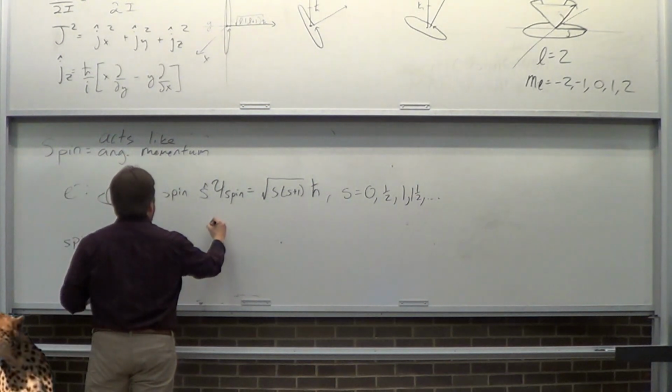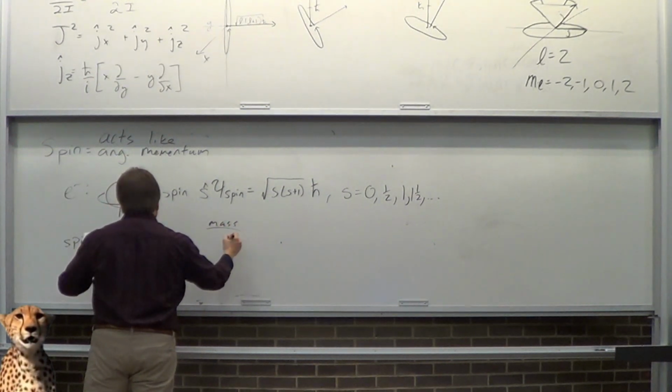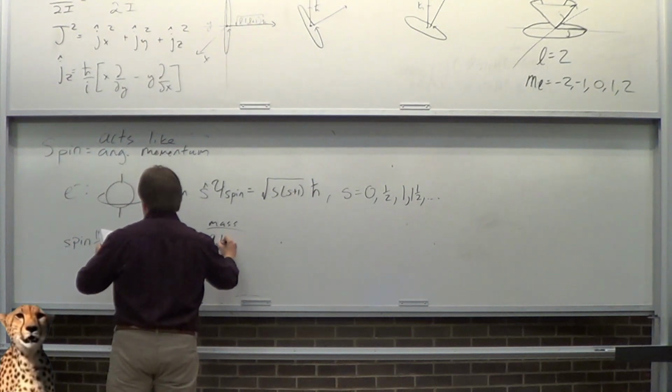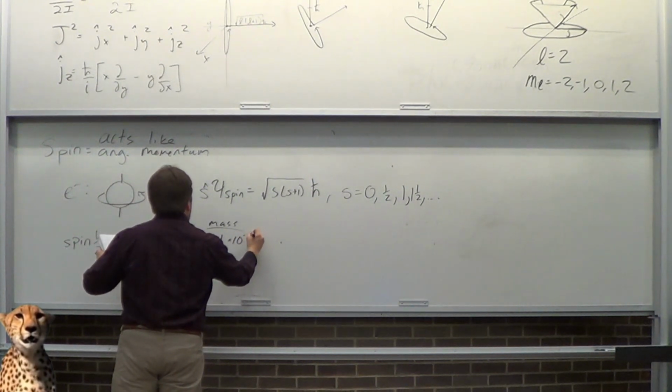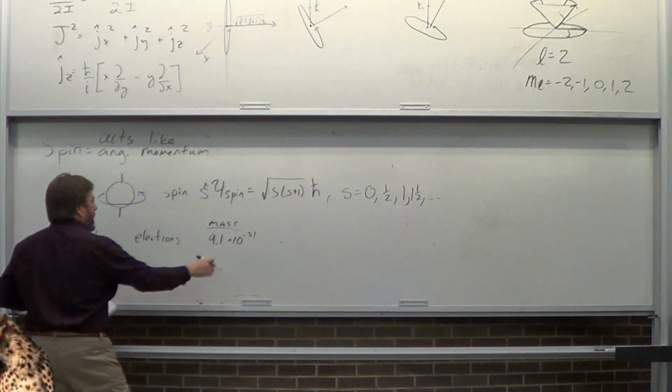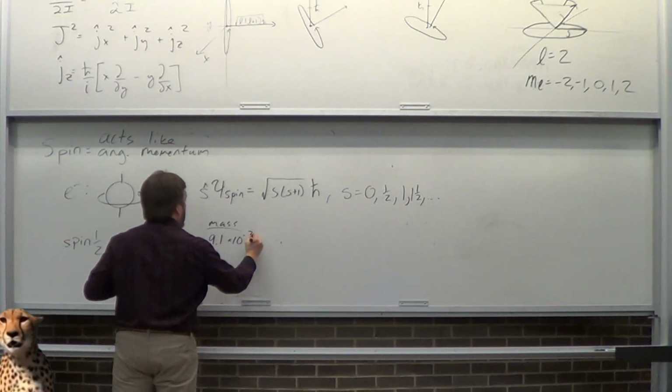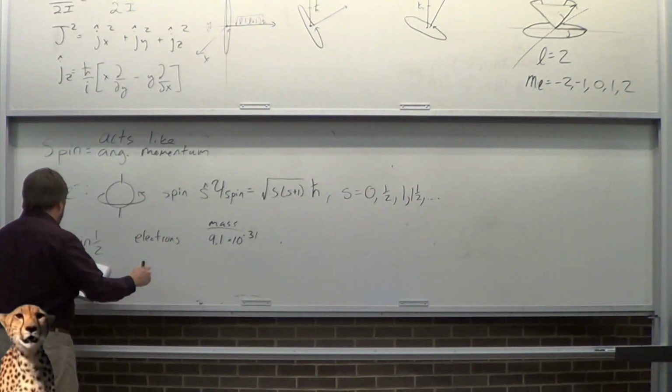Electrons. And now here's the thing. I'm going to write down their masses, and I'll explain why this is important in a second. Of course, I'm in kilograms. It's minus 31, by the way. You've probably had enough calculator questions to know that.